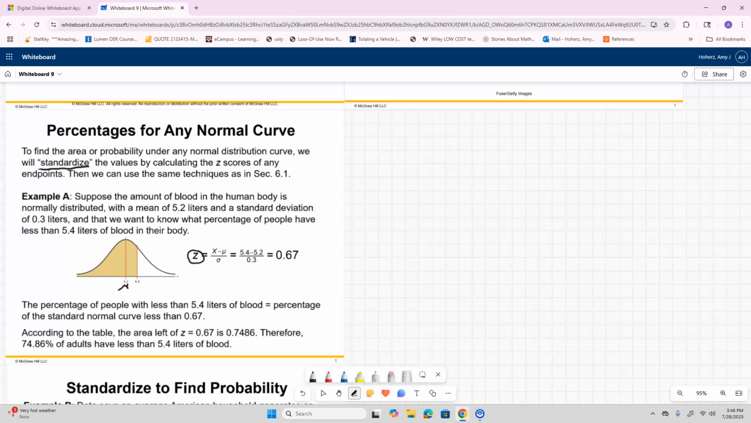So in order to find how many standard deviations we are above that average, we have to take these numbers and plug them into our formula. So z, again, is x minus mu over sigma. So if we look through the problem, it says suppose the amount of blood in the human body is normally distributed with a mean of 5.2, so that's going to be our mu, and a standard deviation of 0.3, so that's going to be our sigma. And we want to know what percentage of people have less than 5.4. So our x is going to be 5.4.